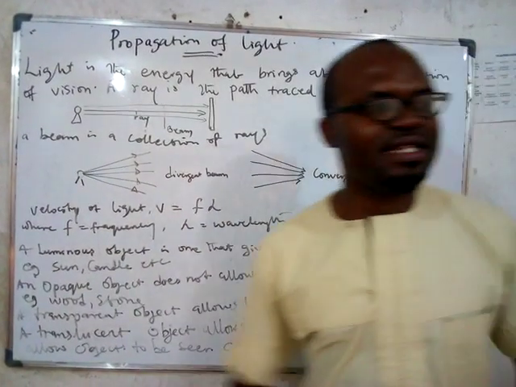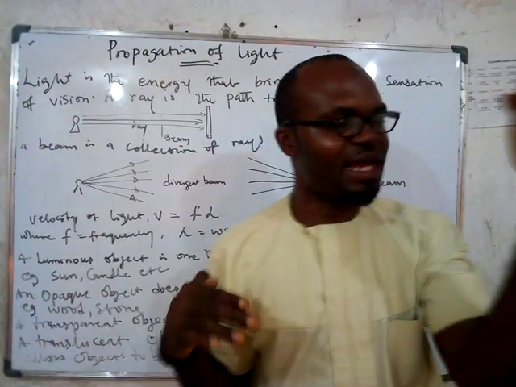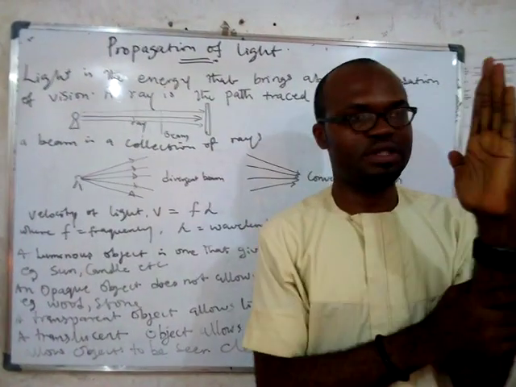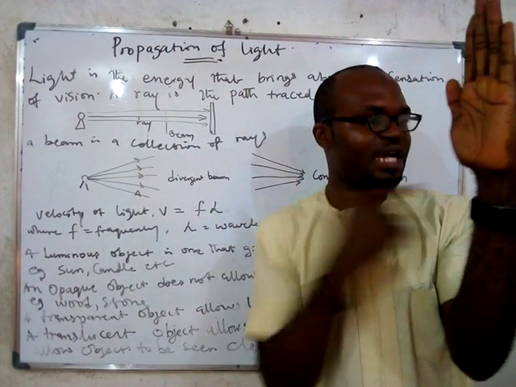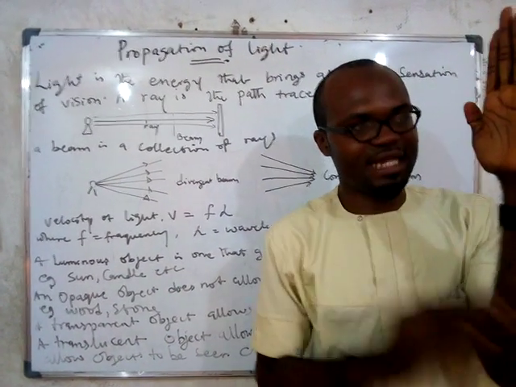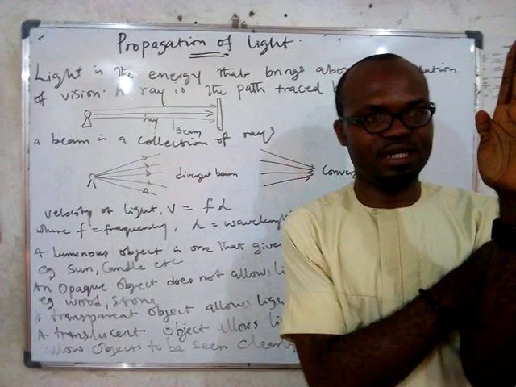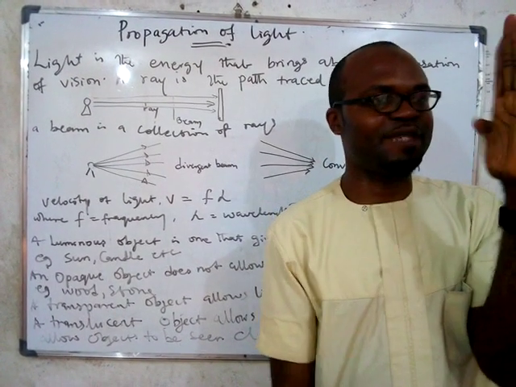Now we need to understand the different types of objects that we have, and whether light can go through an object or not. If you keep a glass here and you put a bulb here, can you see the bulb from the other side? Yes, because the glass allows light to pass through it. Is that clear? So any object that allows light to pass through it is known as a transparent object.